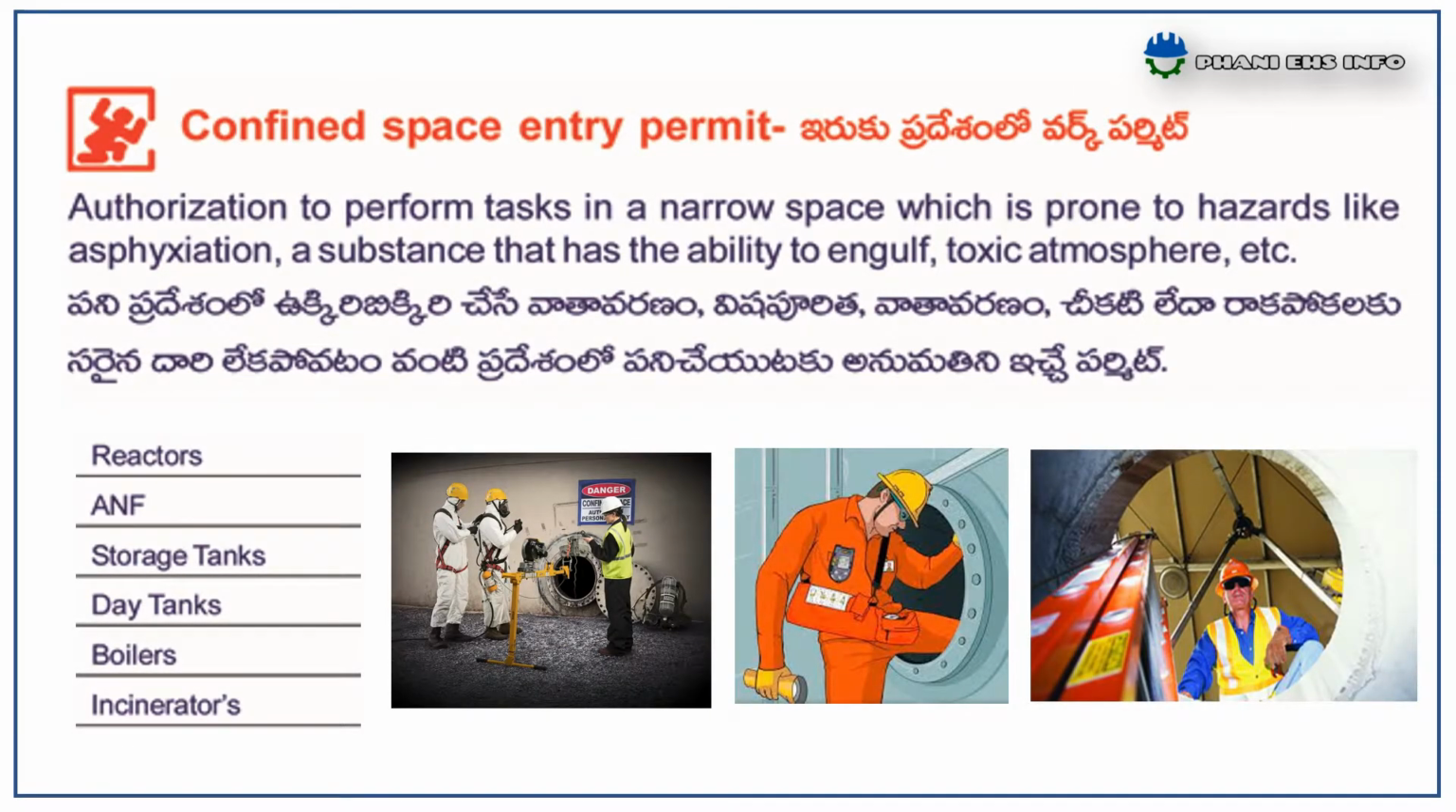First of all, what is confined space entry work permit? It is an authorization to perform tasks in a narrow space which is prone to hazards like asphyxiation, the substance that has ability to engulf, toxic atmospheres, etc. Examples of confined space entry works are working inside reactors, tanks, ANFs, silos, sumps, etc.